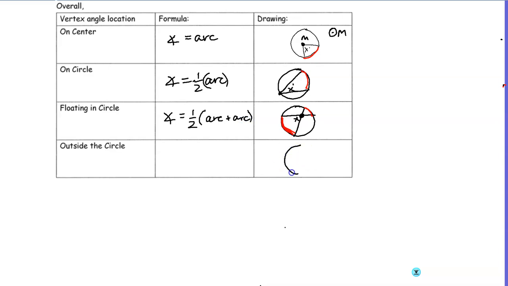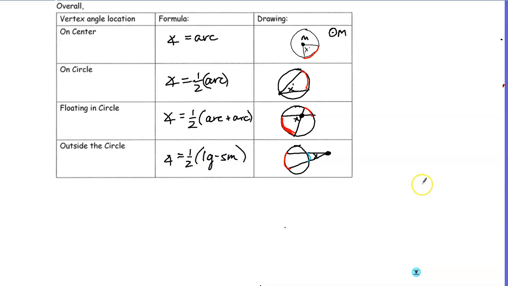And if it's outside of the circle, you have lots of scenarios, but one possible scenario could look like this, and you want this angle out here. We have two arcs that get intercepted: this larger arc out here and this smaller arc in here. The formula is that the angle is half of large arc minus small arc. So those are the formulas that you need to know.